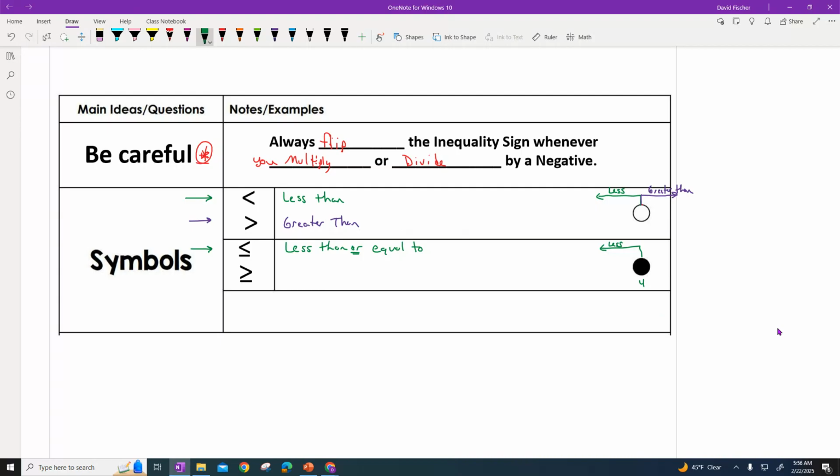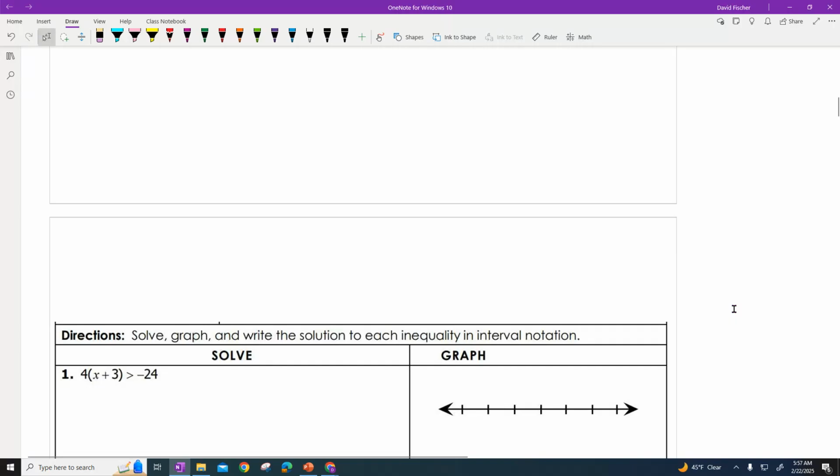Okay, same thing with this guy down here. Probably already know this. That guy is greater than or equal to. And so this guy here is going to have a solid dot on your number line, and it's going to go this way. Alright, so again, we're just going to keep in mind that we have to flip that sign as we isolate the variable here, last step, if we multiply or divide.